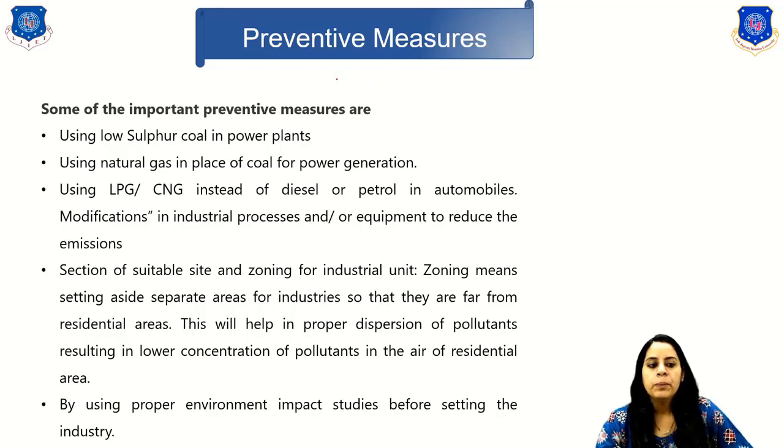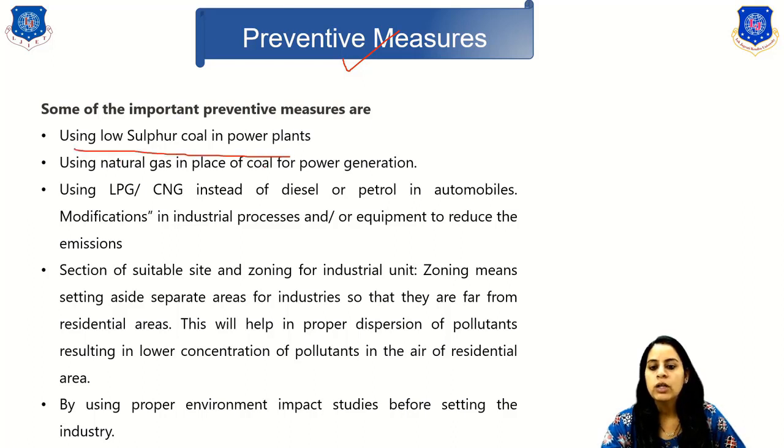Okay. Now the first part, which is the preventive measures. First of all, these measures are mainly aimed at correction right at the source, so that a lesser amount of pollutant is emitted from the industry or any other sources, right? Some of the important preventive measures are using low sulfur coal in the power plant, using natural gas in place of coal for power generation, using LPG or CNG instead of diesel or petrol in automobiles, and modification in industrial process or equipment to reduce the emission.